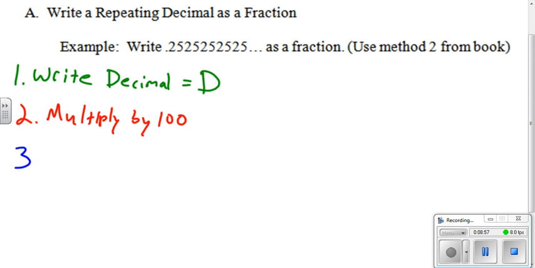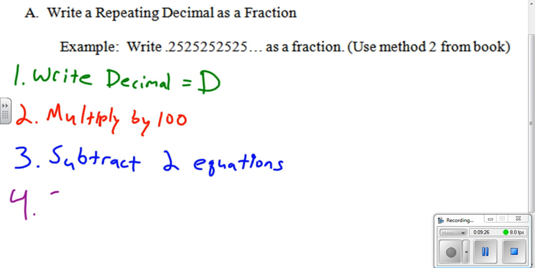The third thing to do is take your new equation that you get, and you subtract the two equations. So kind of like during our substitution and elimination forms of solving linear systems of equations, we just line up our two equations and subtract them. Then in the end, the only thing left to do is solve for d. Now I'll show you how these actually work over here.